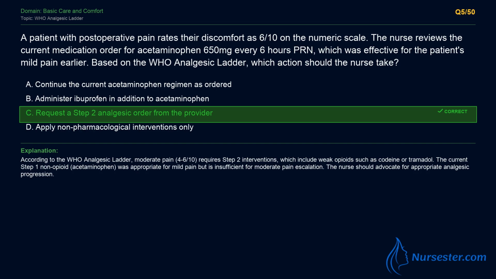According to the WHO analgesic ladder, moderate pain, 4 to 6 out of 10, requires Step 2 interventions, which include weak opioids such as codeine or tramadol. The current Step 1 non-opioid, acetaminophen, was appropriate for mild pain but is insufficient for moderate pain escalation. The nurse should advocate for appropriate analgesic progression.